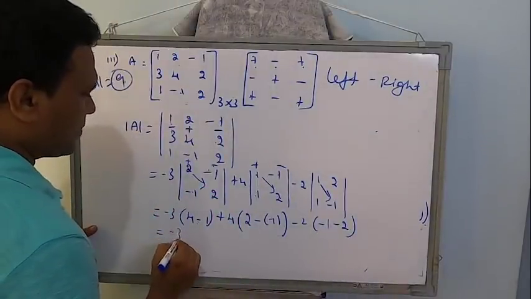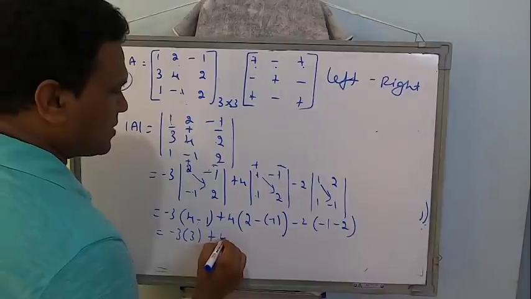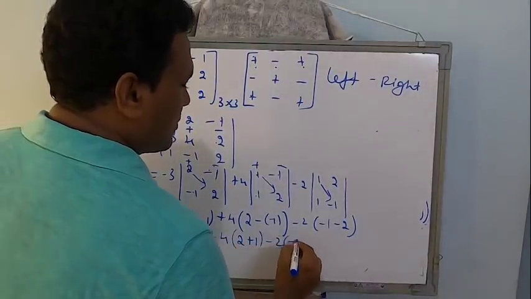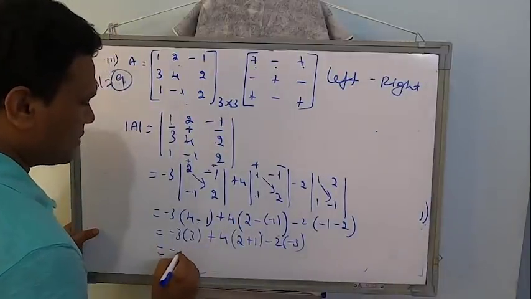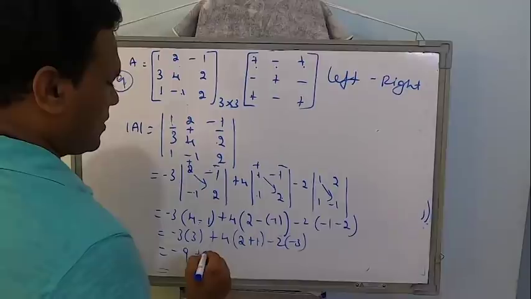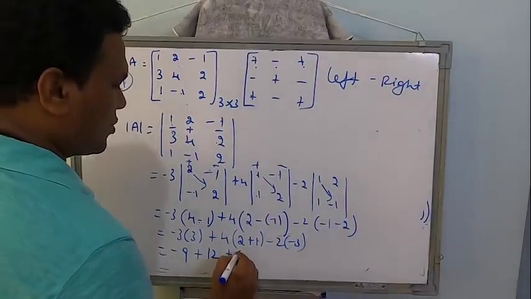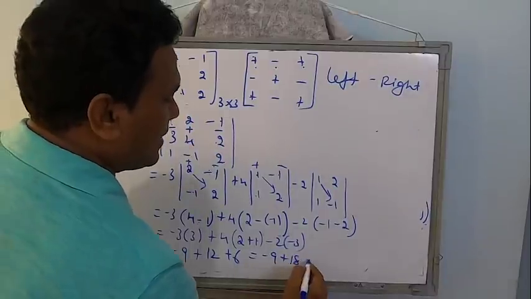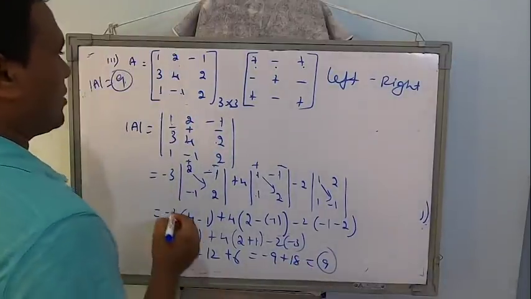So let's go for it. Minus 3 multiplied by 3 plus 4 multiplied by 2 plus 1 minus 2 multiplied by minus 3. So that is minus 9 plus 2 plus 1 will be 3. That's going to be 12 and that's going to be 6. See, it is going to be what? Minus 9 plus 18. The value is still going to be 9 only.